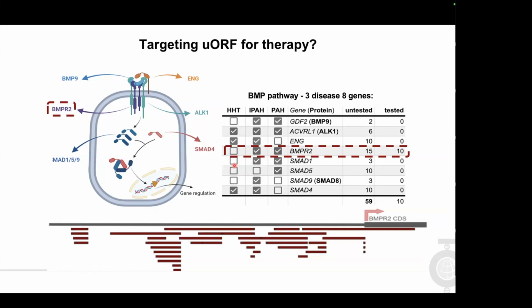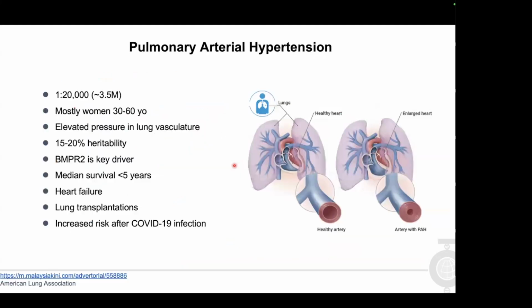But PAH is a very motivating disease to look at. It doesn't currently have a cure. It affects about 1 in 20, mostly women. Median survival rate is less than 5 years, with the solution being lung transplant, and increased risk after COVID-19 infection. And so the industry has been looking for a cure for this for a long time. And that's associated with insufficient production of the BMPR2 gene.